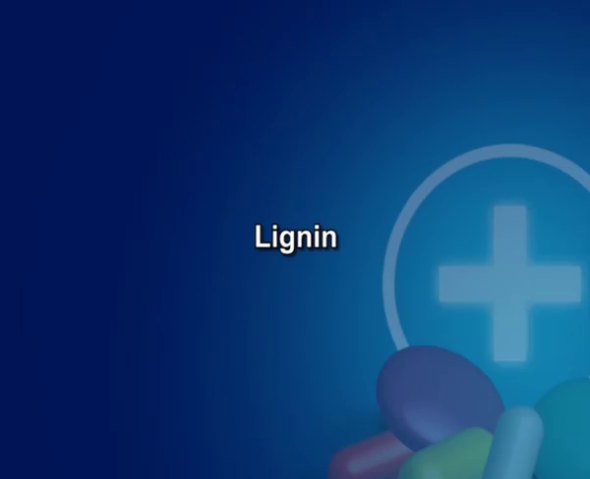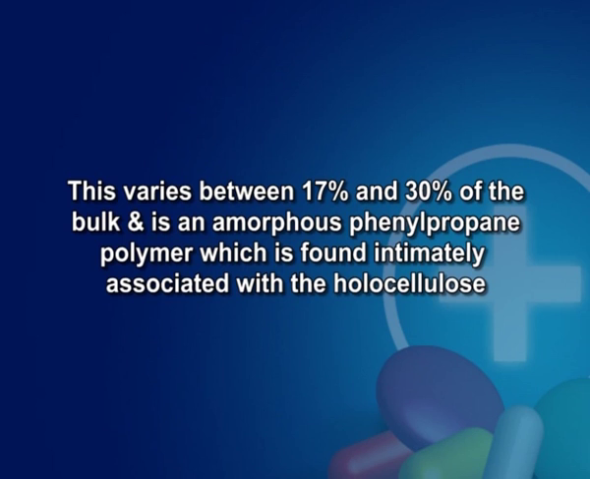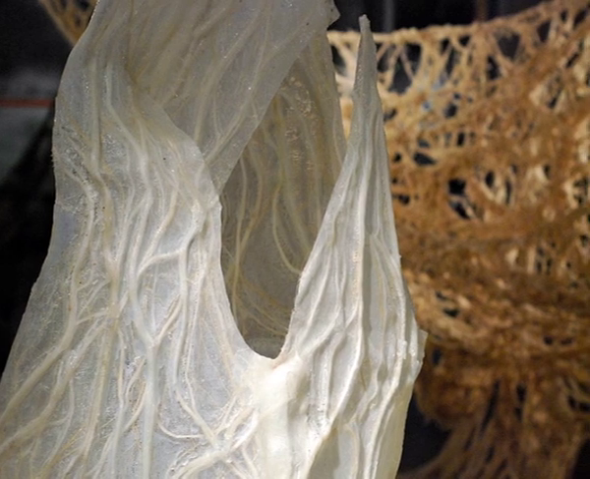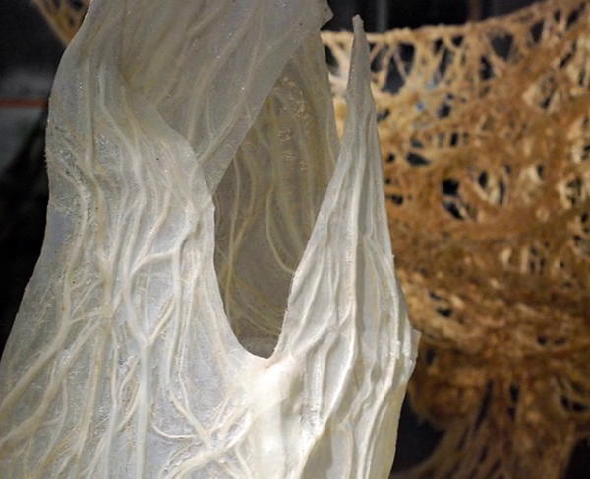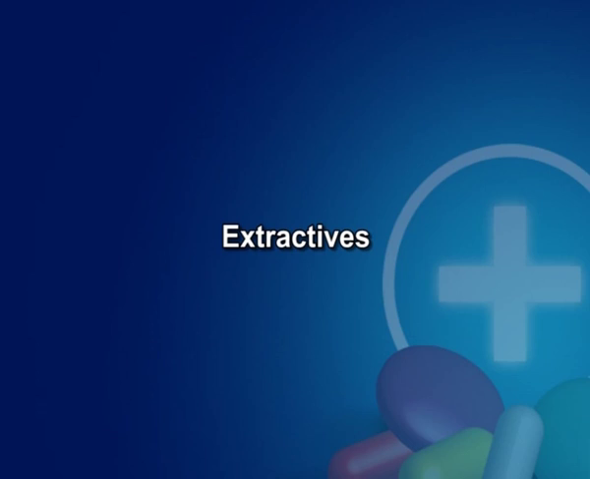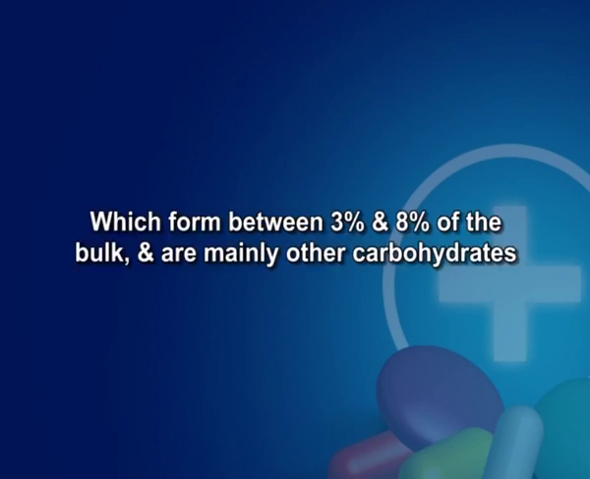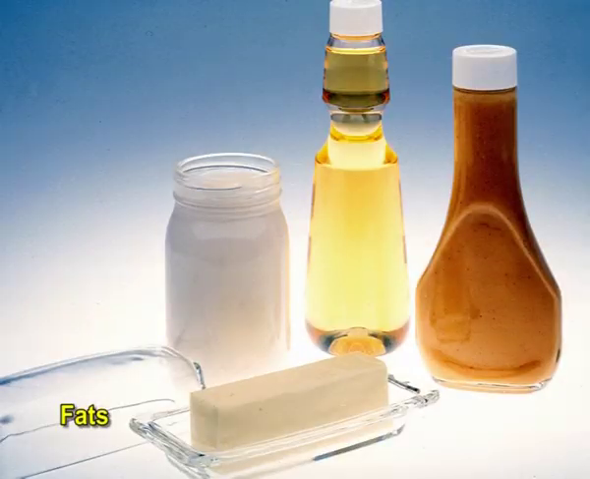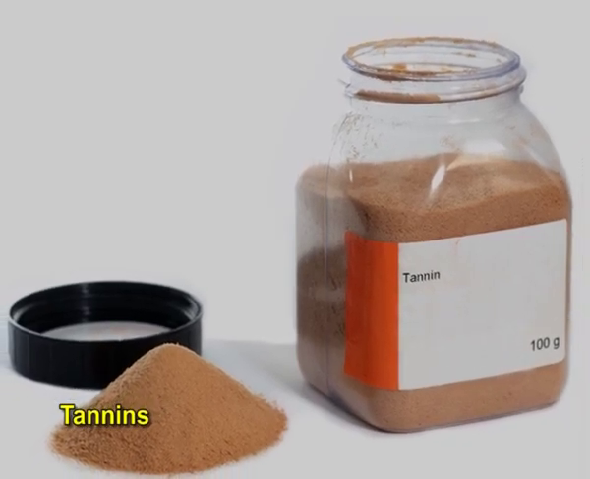Number 2 is lignin. This varies between 17% and 30% of the bulk and is an amorphous phenyl propane polymer which is found intimately associated with the holocellulose. It is not a fibrous material and therefore is of no value in the pulping process. Number 3 is the extractives, which form between 3% and 8% of the bulk and are mainly other carbohydrates, soluble mineral salts, resins, fats and tannins, which may be washed out with water.